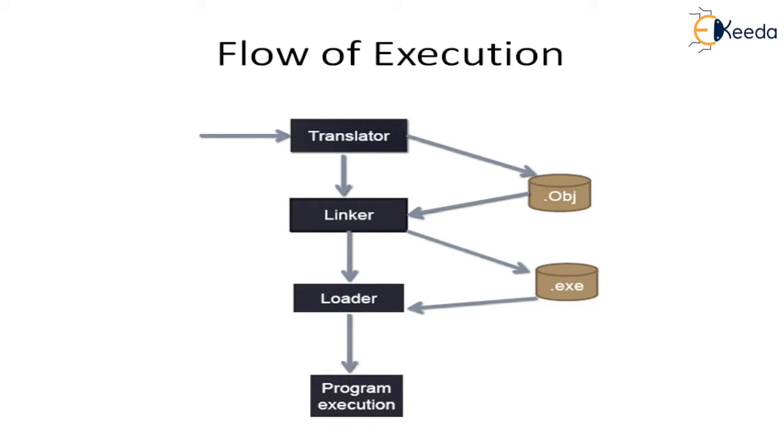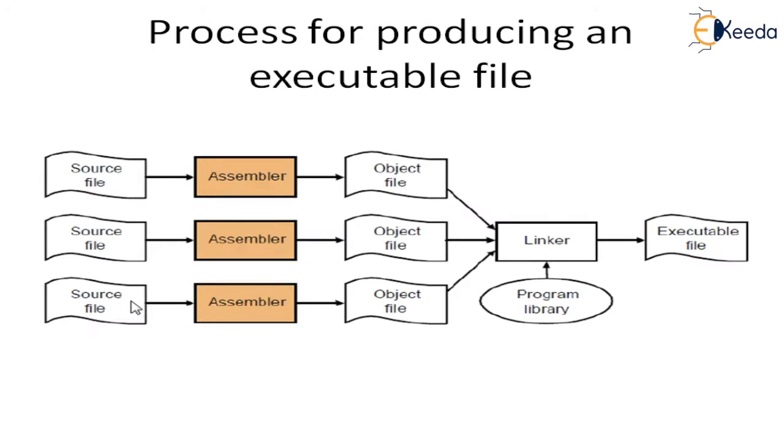After that, how the actual execution takes place is shown in the slide, which shows the flow of execution. The translator translates the program and produces the object file, then the linker links that object file with the library and generates the executable file. Then that executable file is given to the loader, which loads it into the main memory, and the program is executed. So this shows the flow of execution.